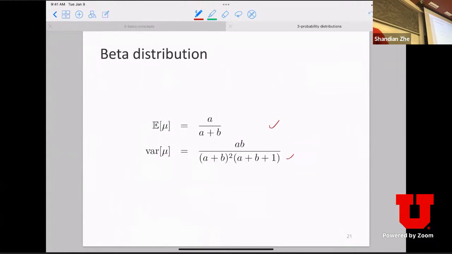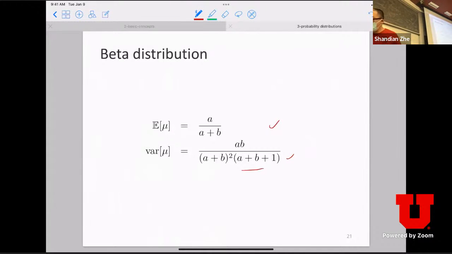And this is a common property of the beta distribution. The expectation of your beta distribution is A over A plus B. And this is the variance. You are not required to know how to derive this, just use them as conclusions. They are also available on Wikipedia.